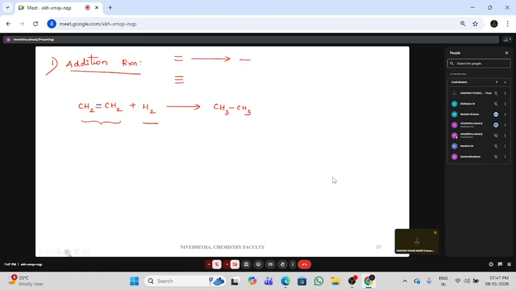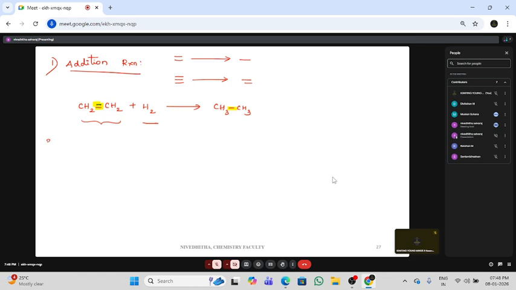See here, that is what happened, right? Initially, it was a double bond. Now, after addition reaction, it got converted into a single bond. Similarly, in a triple bond, if addition reaction occurs, it will get converted into a double bond. That's it. Instead of one pi bond, hydrogen or any reagent will get added. So this is addition reaction.